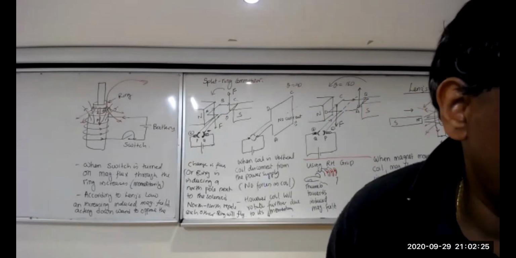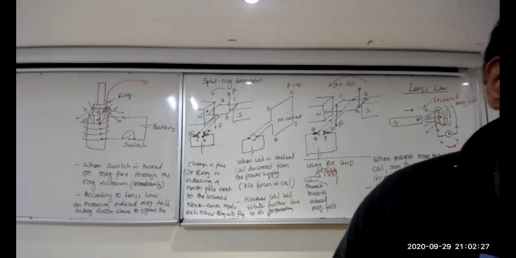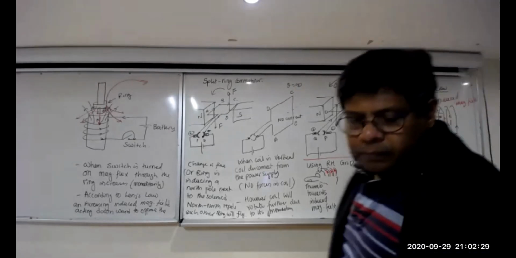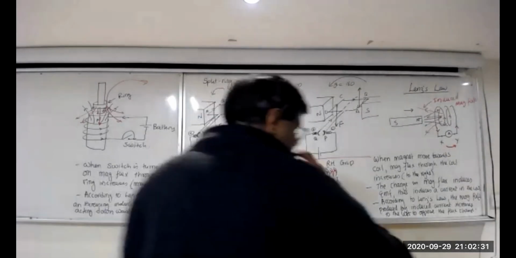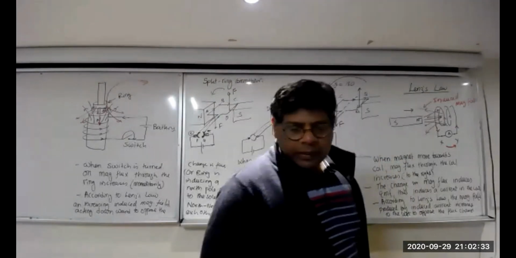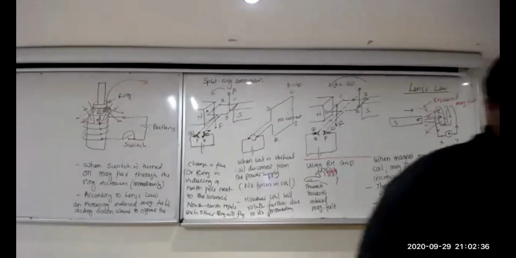Why does the ring go up? Okay, because you have a north pole there. There's a magnetic repelling force here.